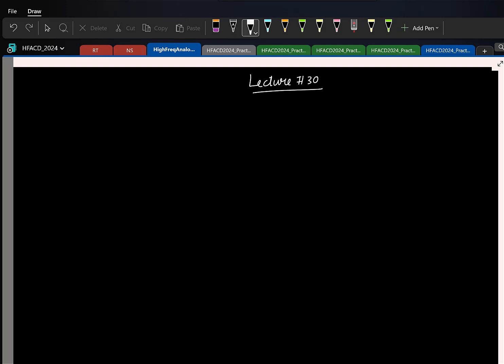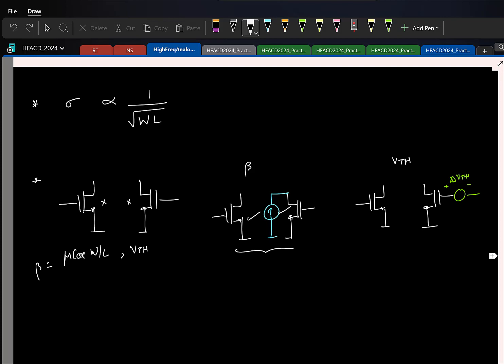Okay, let's begin. So we have been looking at noise in our op-amps. In the last class we looked at noise in the 5 transistor OTA.